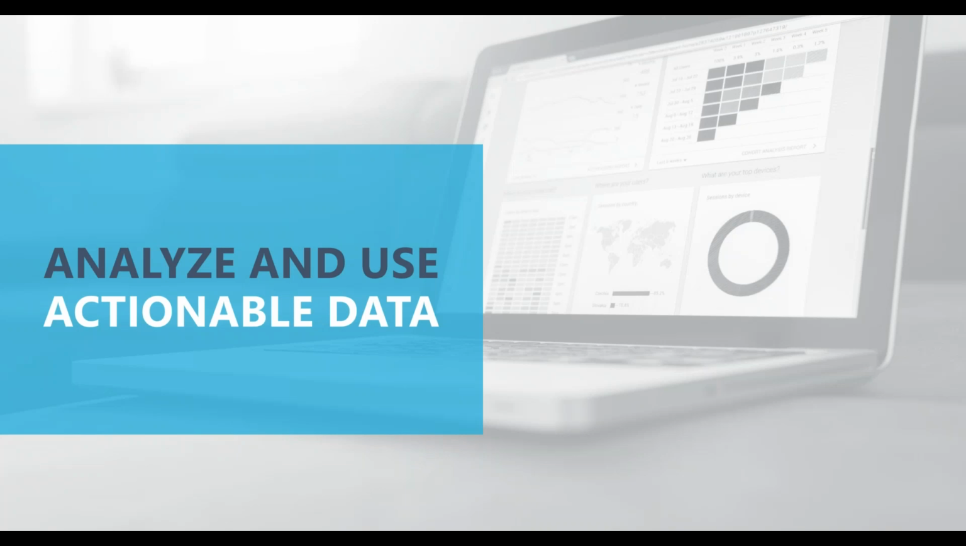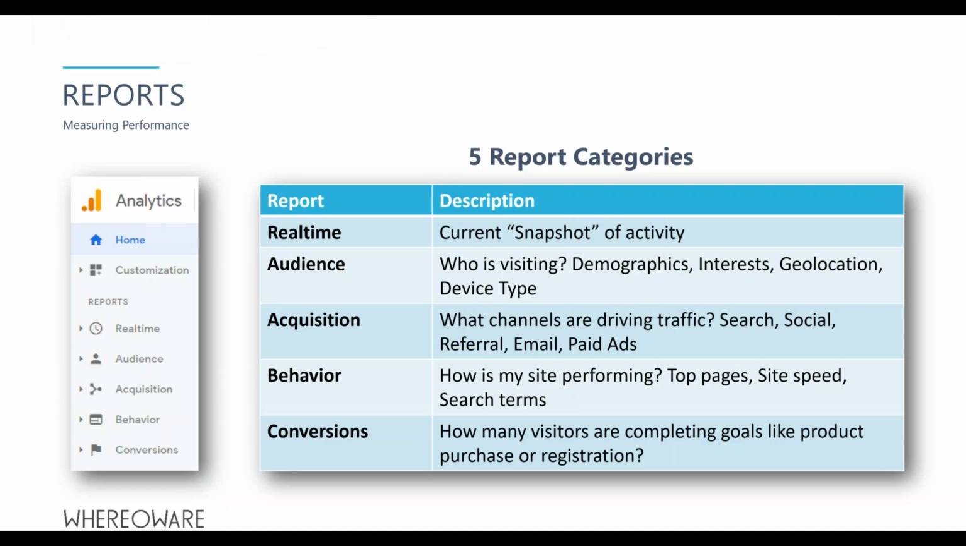And now let's go over some strategies for how to look at the types of reports that are available, how to make sense of them, and how to answer important business questions from that data. So to understand the reports, we want to look at the 5 large report categories. And within each of these categories, there are a number of different types of reports that are available.